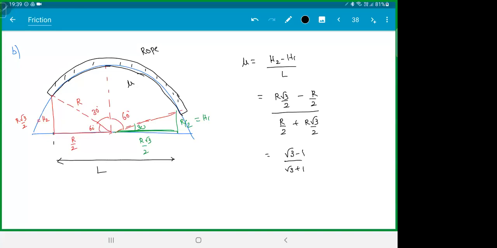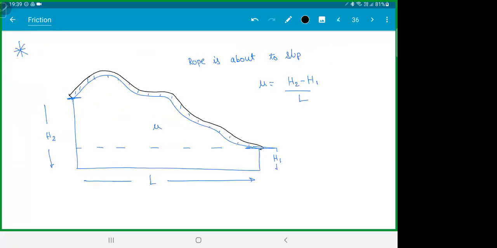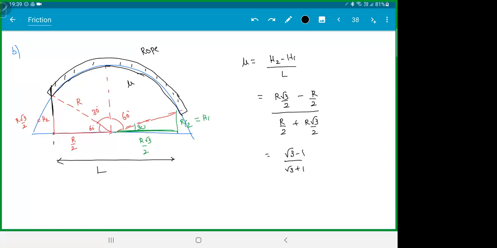So basically, you just have to take the difference in height, divided by the total length between the two ends, isn't it? So from this end to this end, you have to take the length. So here I gave you some weird surface. Same thing, I gave a circle here. Check. L is the horizontal distance between the two ends.